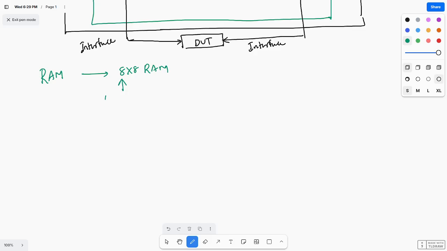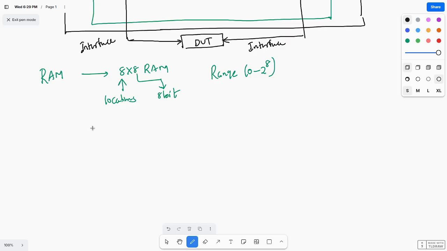It consists of 8 locations, and each of how many bits? 8 bits. Each of 8 bits. Okay, so what is the range? Range is from 0 to 2 power 8. This is the range.